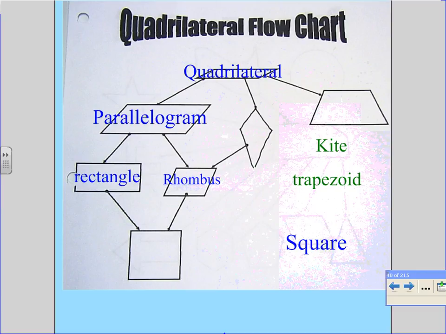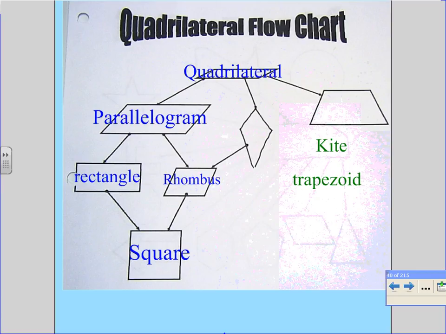Okay, and what about the one on the very bottom, Drew? Good, square. So let me explain that real quick. Looking at the top is a quadrilateral. All of these figures are quadrilaterals.